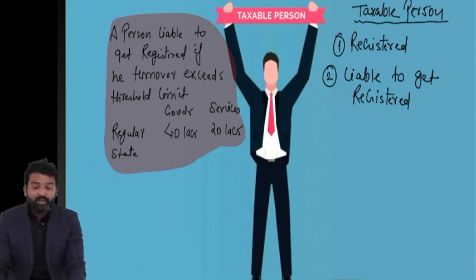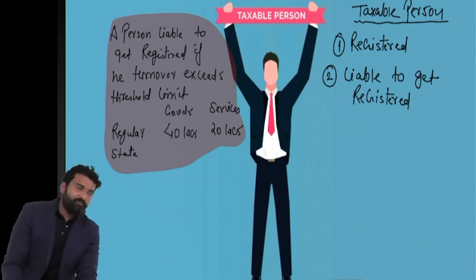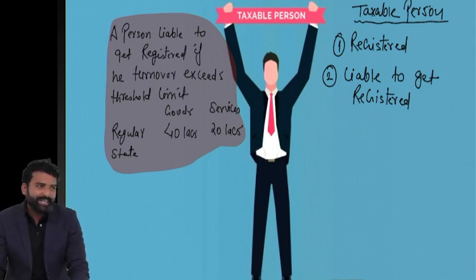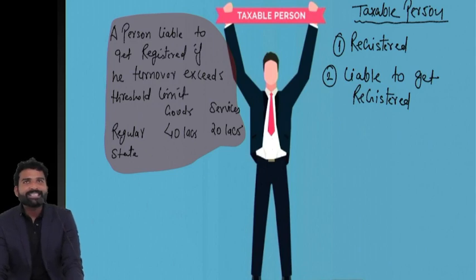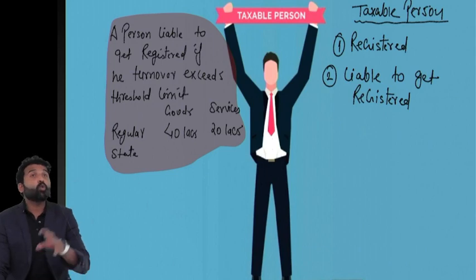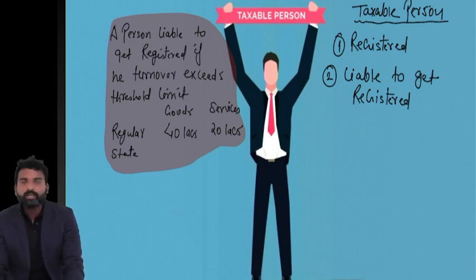It is very important to understand when a person is liable to get registered. A person is liable to get registered when his turnover crosses 40 or 20 lakh. For goods it is 40 lakh, for services it is 20 lakh. If a person is doing the business of goods as well as services, the lower limit is always applicable. Like if a person is selling goods as well as services, then he is liable to get registered if his total turnover exceeds 20 lakh. So the aggregate turnover should not exceed 40 or 20.